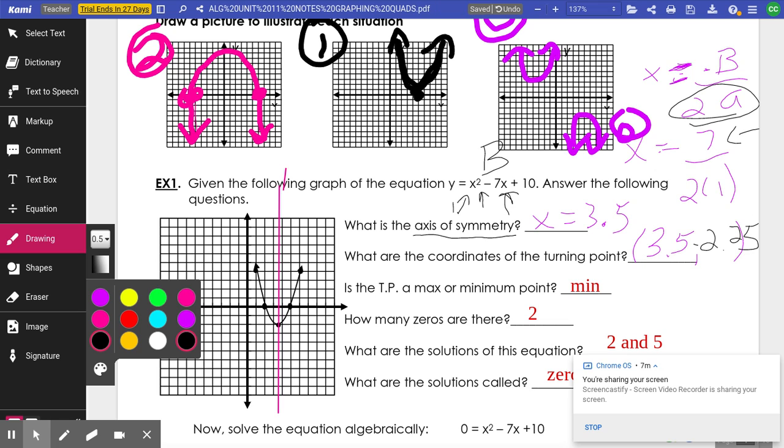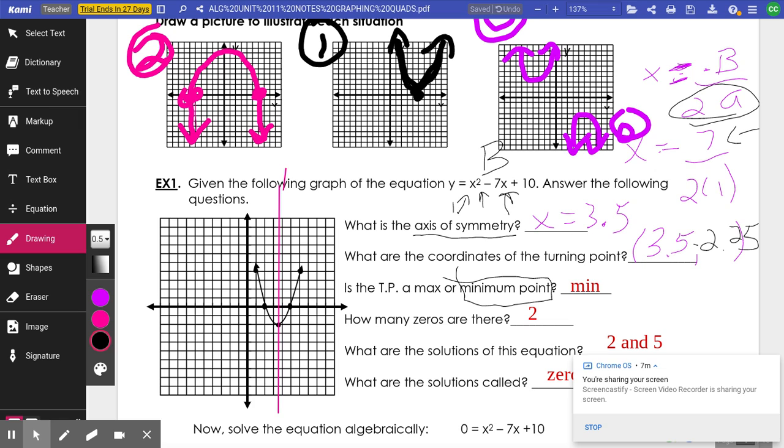Is the turning point a max or a min? It's a min. How come? Anytime the letter or the number in front of x squared is positive, it's a minimum because you're going to have a low point. It's going to look like a U or a smiley. Okay? So positive smiley face. If that happened to be a negative number, it would be a frown face. How many zeros are there? 2. Hopefully you guys understand why.